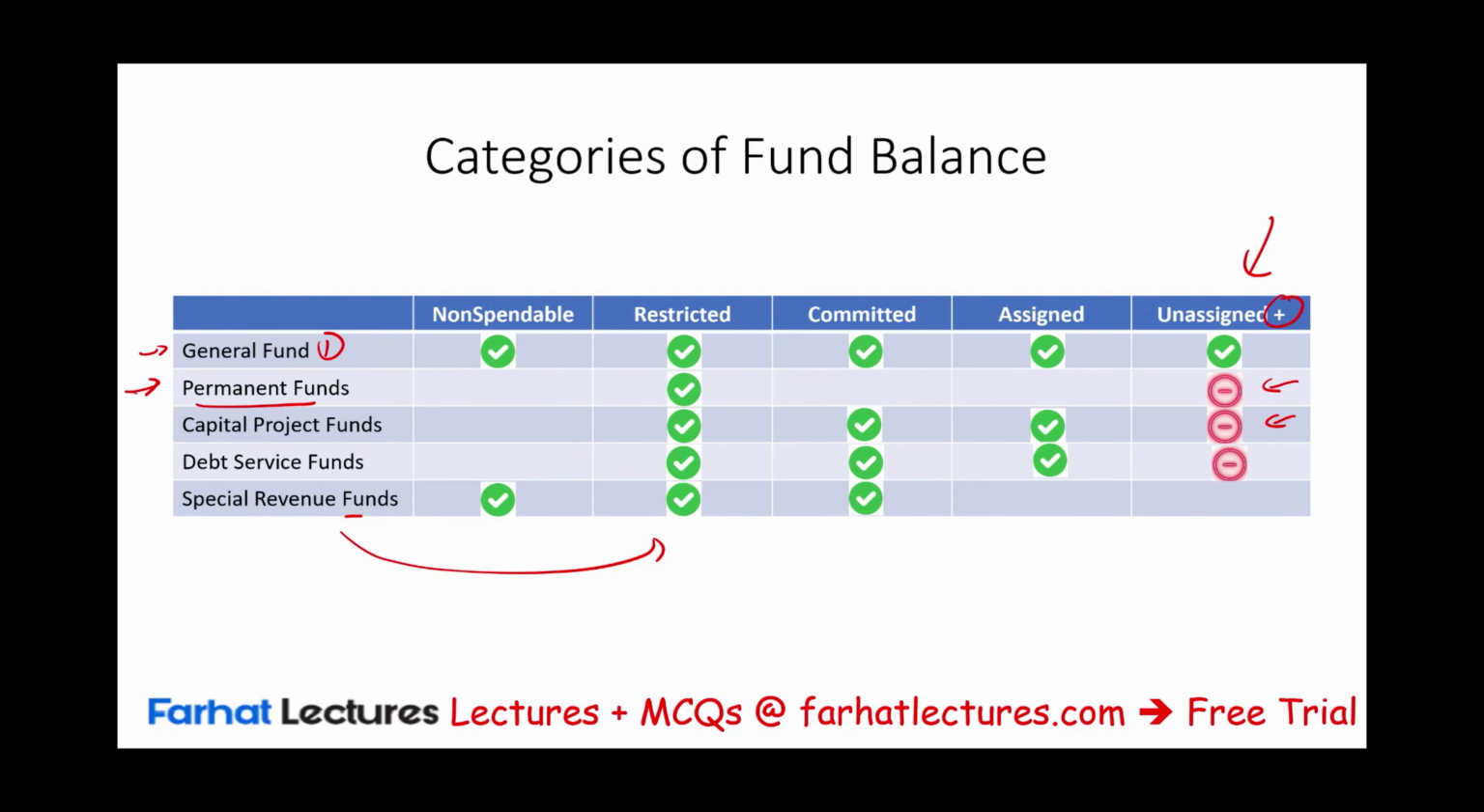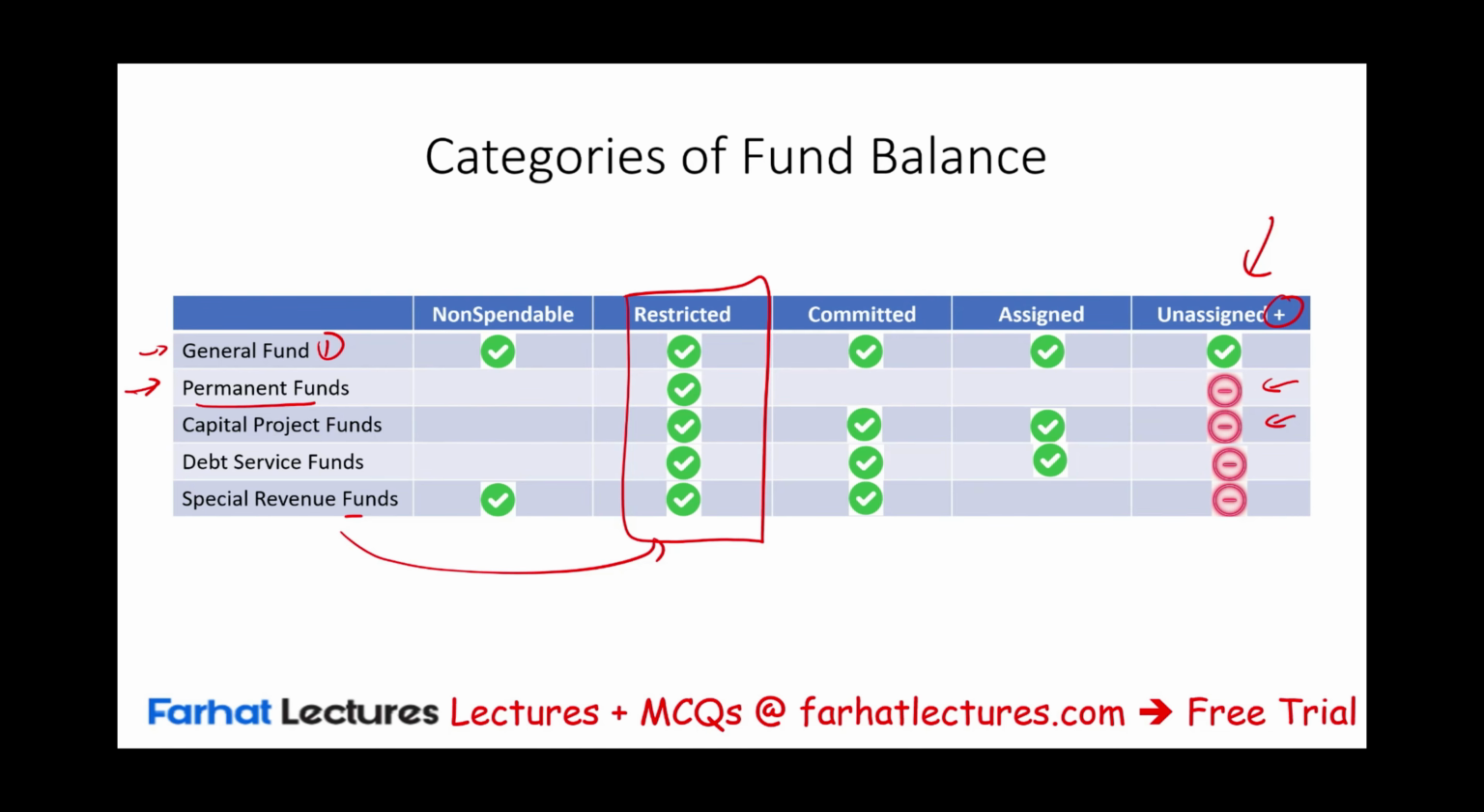Now, the money could be committed for a specific purpose. Rather than restricted, it could be just committed, but it cannot be assigned, and it could have a negative unassigned balance. So notice, all the funds could have a restricted purpose. And this tells you what? This tells you that the purpose of the funds is to restrict the money for a specific purpose.